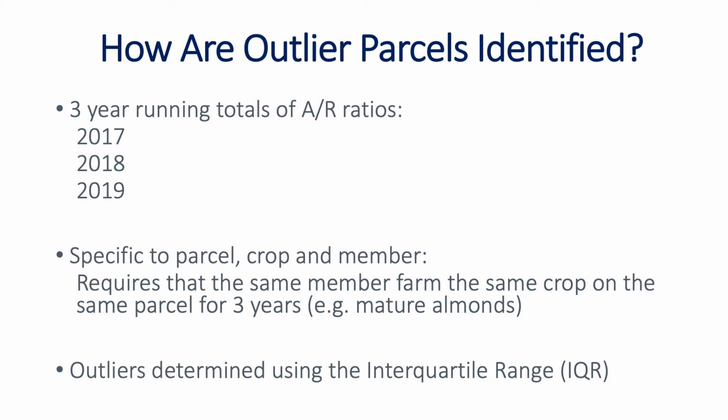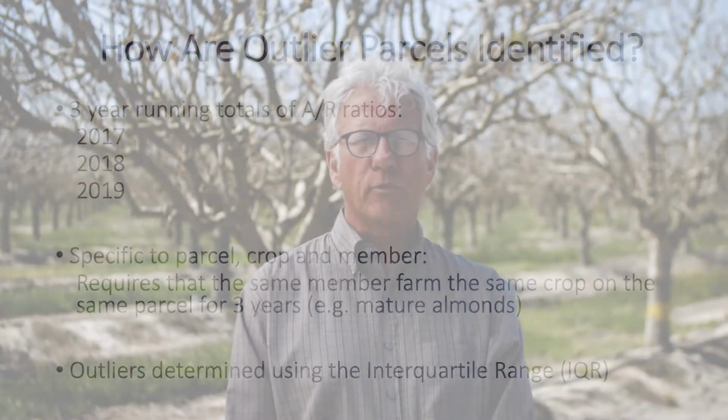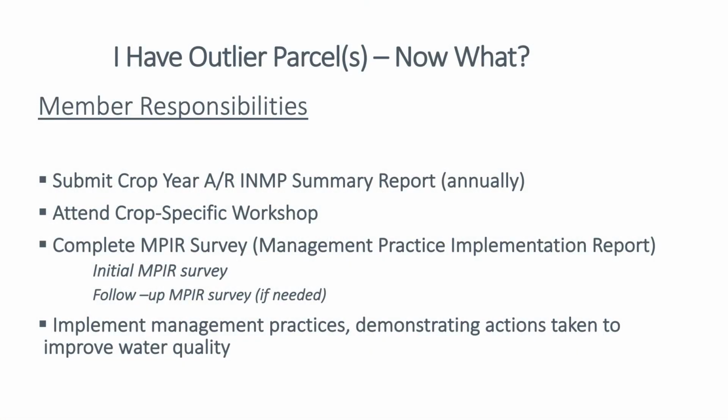We take 3 years of data, and in this case, we're taking 2017, 18, and 19 data, and giving you this report on those outlier parcels. And the designation is specific to a crop, a parcel, and to the member. And it requires the same member farm, the same crop on the same parcel for 3 years in a row. So you're not taking the responsibility of previous landowners or operators in the specific fields.